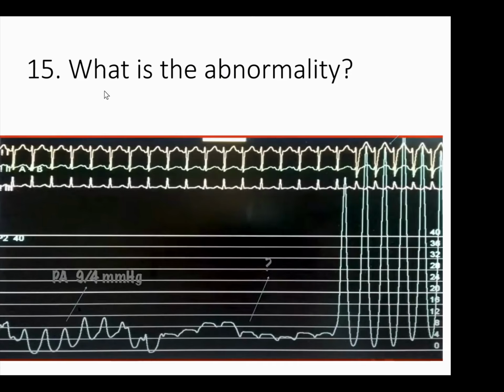Okay, let me explain this trace to you. So this is the PA pressure. The PA pressure here is very low. How do we measure PA pressure? We go from the RA to the RV, we cross the pulmonary valve and we enter our end hole catheter into the PA. Our end hole is looking away from the pulmonary valve.